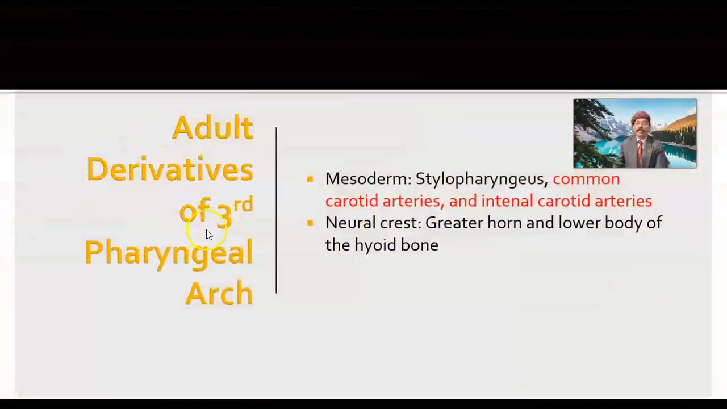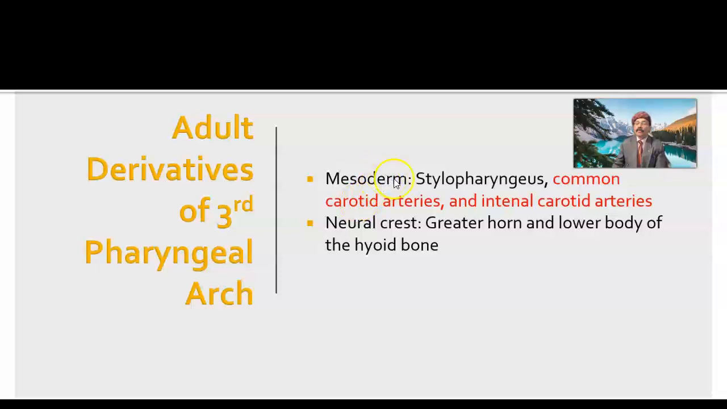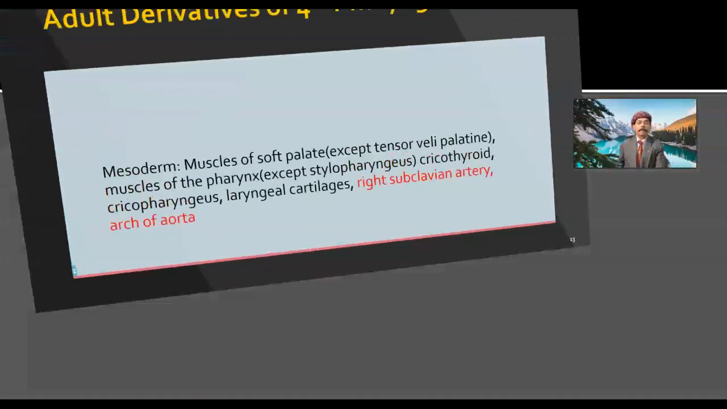Adult derivatives of the third pharyngeal arch from mesoderm: stylopharyngeus. Very important, only one muscle from the third arch. That is the stylopharyngeus. What are the blood vessels? Arteries: common carotid arteries and internal carotid arteries. Okay, so from neural crest derivative, what is coming from the third arch? Greater horn and lower part of the body of the hyoid bone.